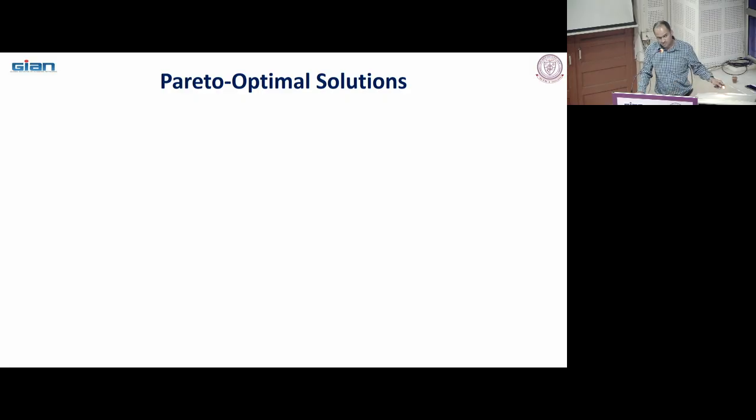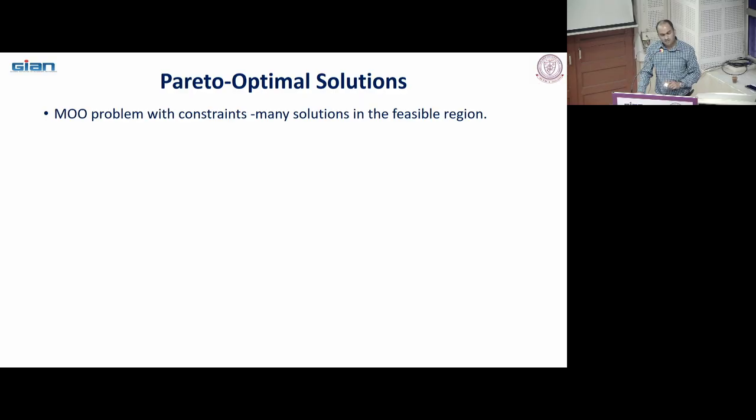What is a Pareto optimal solution? Any idea? Finding the trade-off between two objectives. Okay, have you heard the term conflicting objectives? When you say multi-objective optimization, it means the objectives sometimes come into a conflicting nature. What do you mean by conflicting? When you try to optimize one, the other gets deteriorated. That's the conflicting nature of objectives.